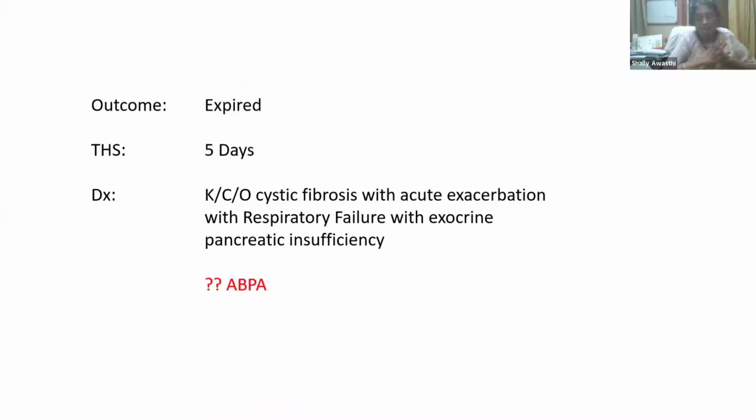Outcome, this girl expired. Total hospital stay was 5 days. She was a known case of cystic fibrosis with acute exacerbation, with respiratory failure, with exocrine pancreatic insufficiency. Double query, did she have ABPA? Or was she too young? Was it in the interim follow-up period of 2 years, or between the visit at 3 years, 3 months and 3 years, 6 months, something happened?